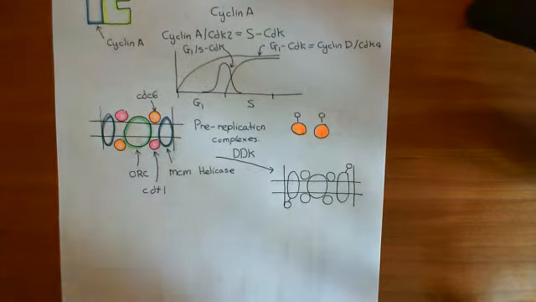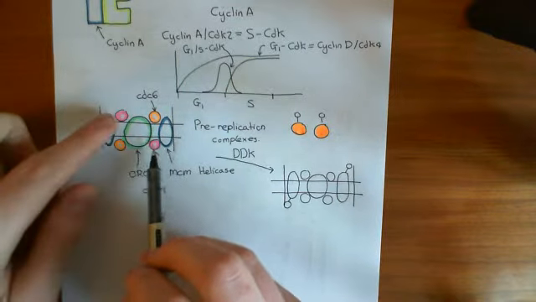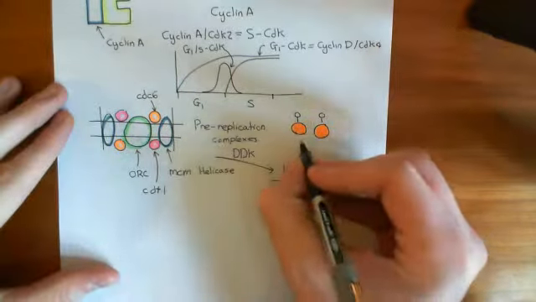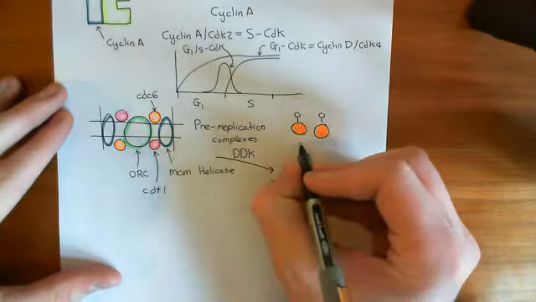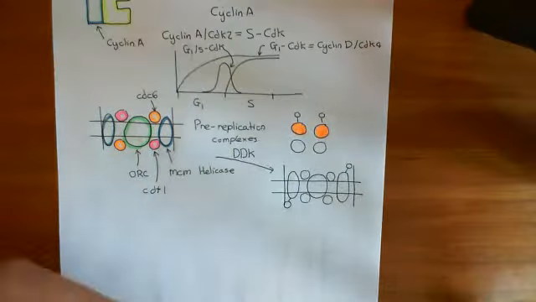When the CDC6 proteins come off, then you're also going to get the CDT1 proteins coming off. So all four of these are going to dissociate, basically. So these are our CDT1 proteins coming off as well.